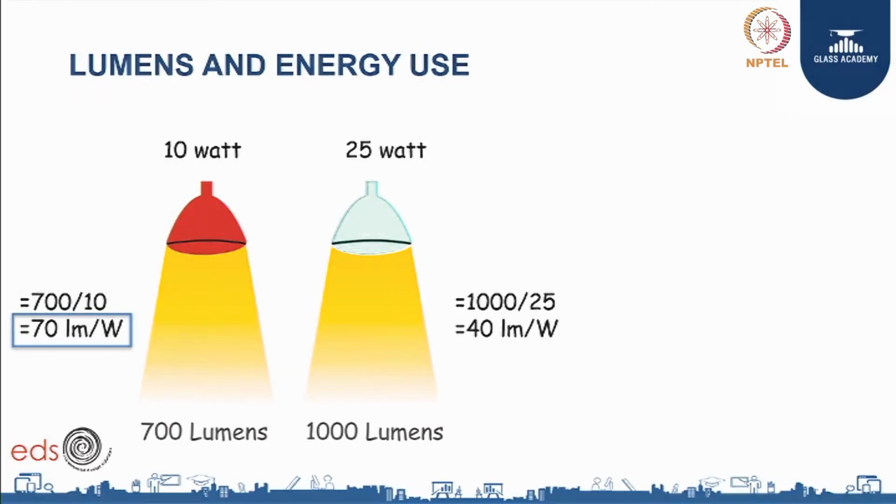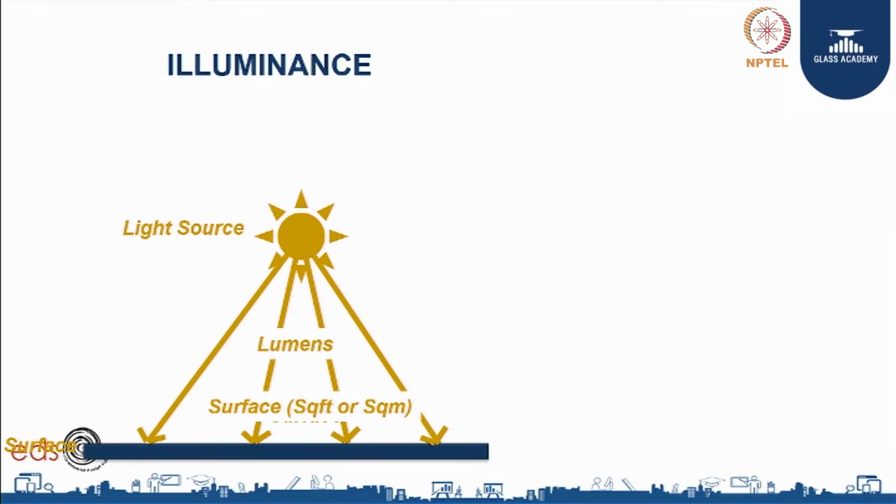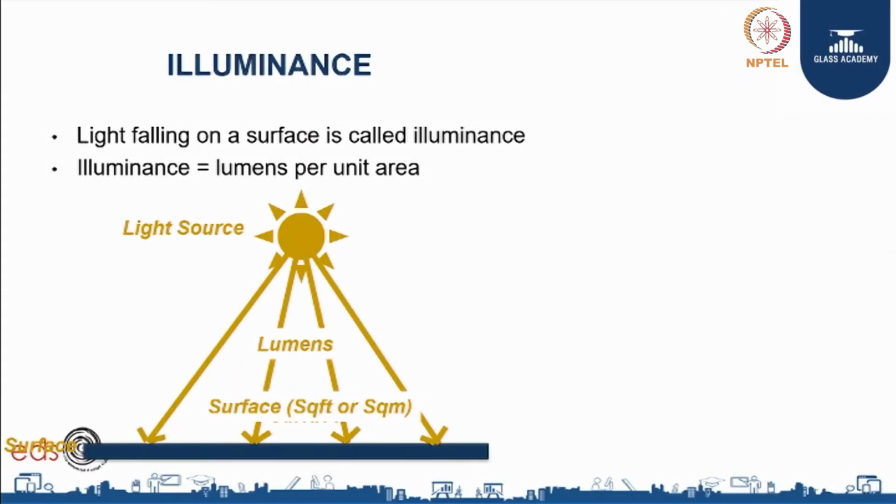Now, moving to the next term, illuminance. Luminous flux we have understood. Now, let's get into illuminance. Illuminance is the amount of light falling on a surface, and the surface is generally measured in square foot or square meter. So you can translate this into lumens falling per unit area of a surface.